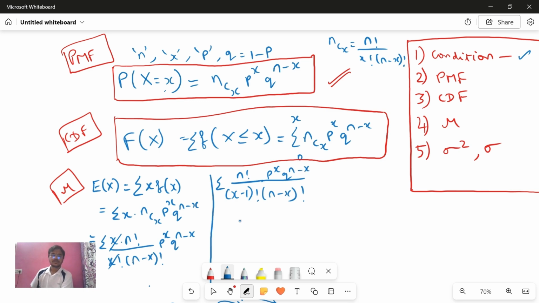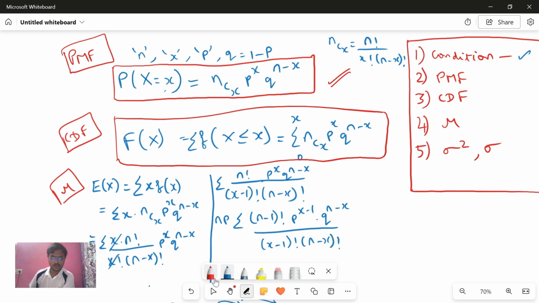Now just do one thing. Take n outside, since n is a constant, and also take p outside. What will remain here is n minus 1 factorial. From p power x, if you take p out, p power x minus 1 will remain. Q power n minus x divided by x minus 1 factorial into n minus x factorial.